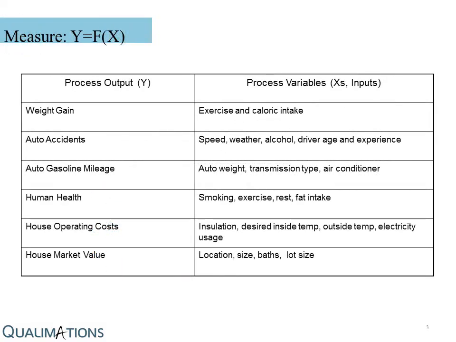Successful process management requires constant monitoring and control of y's and x's. In order to monitor, precise measurement of x's and y's is necessary. The goal is to control x's and y's within the prescribed limits. In this set of examples you see how the output y and its process variables x are related.